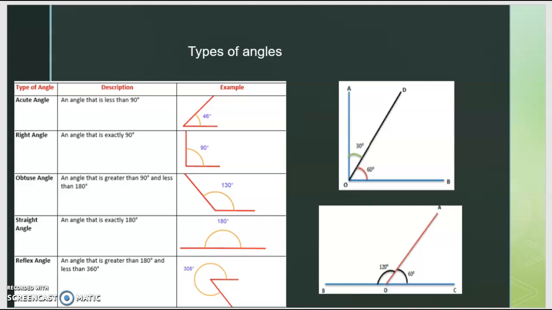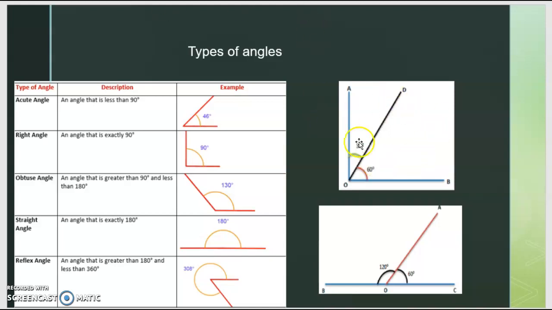A reflex angle is an angle that is greater than 180 but less than 360, because it is from 181 to 359. There is also another angle which is not mentioned here. It is called the full angle, that is exactly 360 degrees, a full circle. It is not more or less than 360.